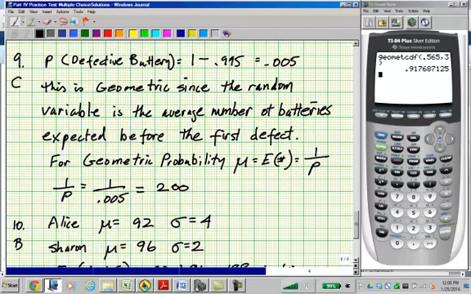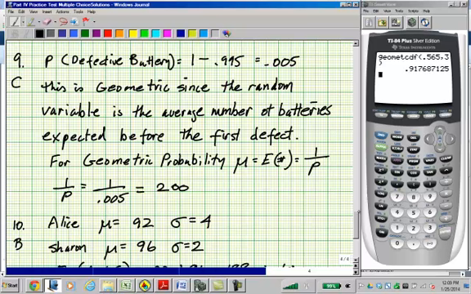Okay, 9, probability of a defective battery. Well, 0.995 of them are good. Let's consider this to be disjoint. You're either defective or you're not. So 1 minus 0.995 is the way you find the probability of a defective battery, which is 0.005. Now, how many batteries do we got to look at? So n is not known, but this is Bernoulli. Why? It's either defective or it's not. We'll consider the batteries to be independent.